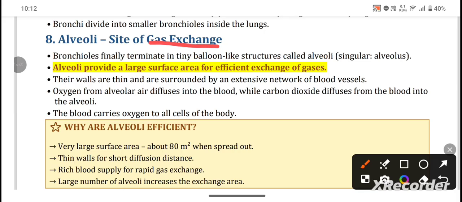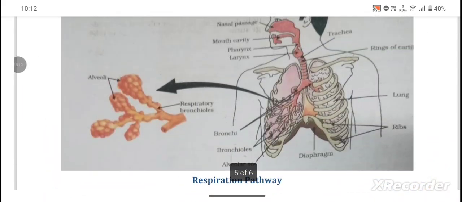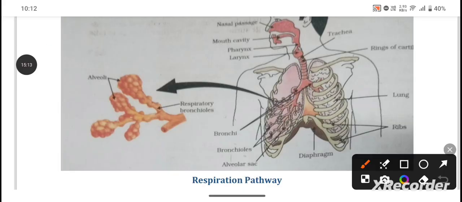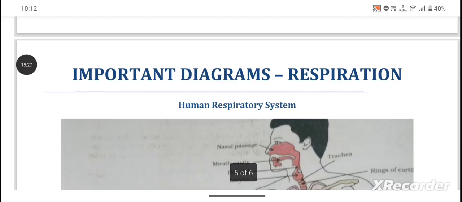The bronchioles finally terminate in tiny balloon-like structures called alveoli. The singular form is alveolus. Alveoli provide a large surface area for efficient exchange of gases, and their walls are very thin and surrounded by an extensive network of blood vessels. You can see here in the diagram where the alveoli are located, which look like balloon-like structures and are rich in blood vessel network, where the blood circulates.